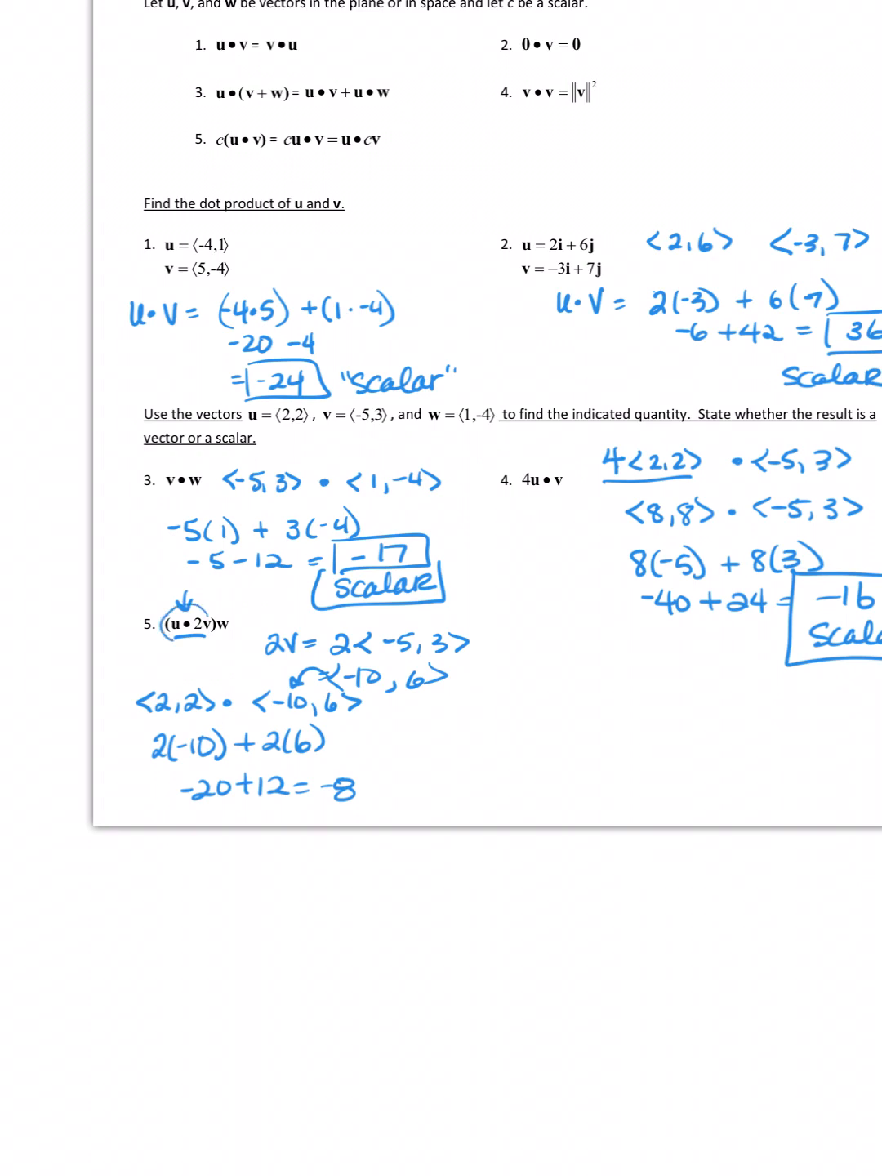And now I need the next part here. Look, that's become a scalar. So now it's negative 8 times the vector W, which is 1, negative 4. So I have negative 8 and a positive 32. Okay, look, we've kept the vector notation, so this is a vector. We just multiplied a vector by a scalar, and it's still in vector form. All right, let's look at the back.